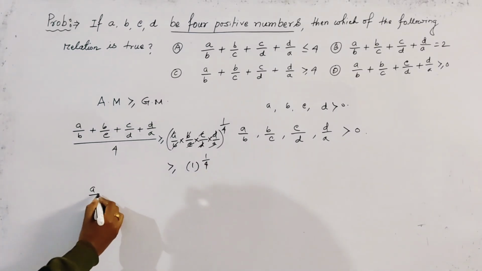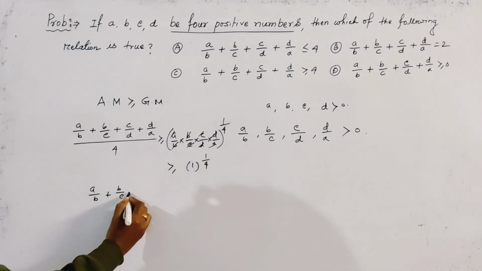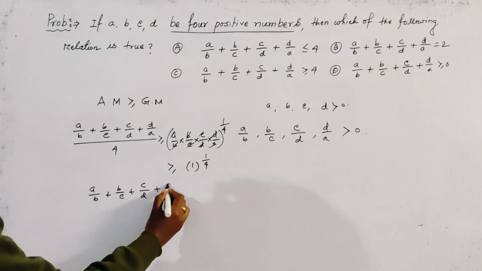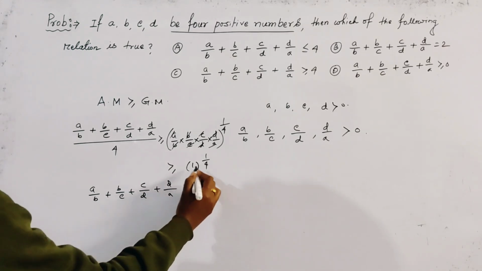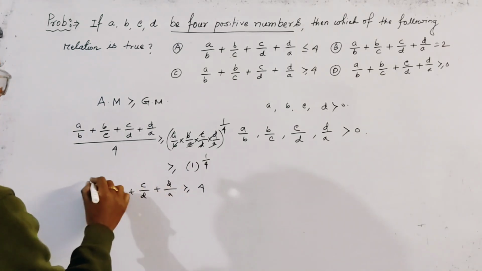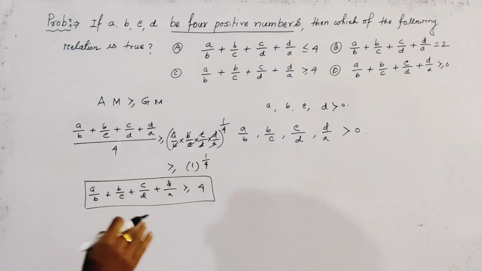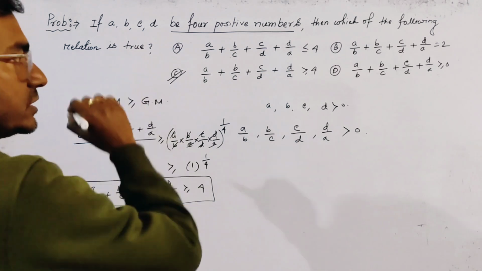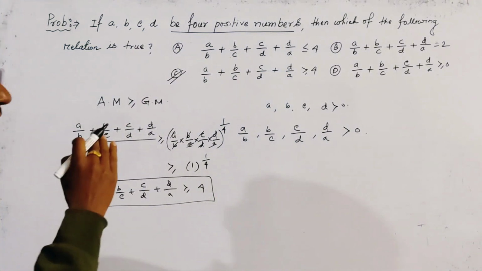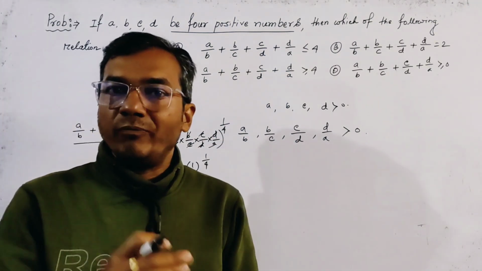So we write a/b + b/c + c/d + d/a is greater than or equal to 1 times 4, that is, greater than or equal to 4. Very simple problem. So our correct option is option C. Right? Very interesting problem of inequality.